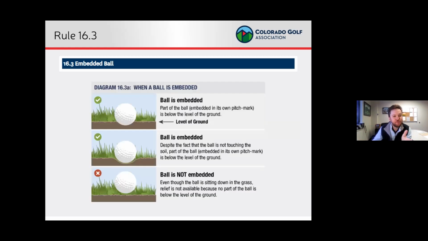All right, so again, here's a good picture from the rules. This is the first one. The ball is embedded. It's below the level of the ground, the level of the earth, in its own pitch mark. And here, again, it's embedded because it's below, again, think the level of the ground. There's that level running right through, and we've got a dip in there, but we still maintain that level of the earth. That ball is embedded. And the last one, the ball is nestled down, it's sitting in the grass. It's not embedded because it's not below the level of the earth, right?